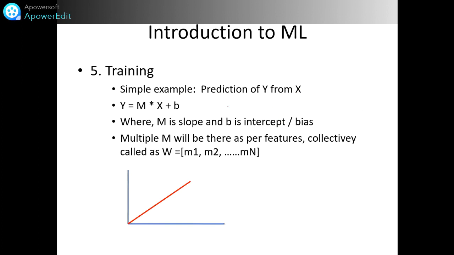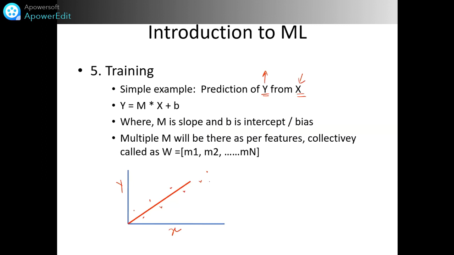Okay, now the fifth one is the training phase. See, this is a very simple example I am taking. Say our problem is the prediction of y from x, where x, as we have already seen, is the input and y is the output. Generally, if we have to do something like this, this is the x and this is the y that we have to predict. Say these are a few samples in our data.